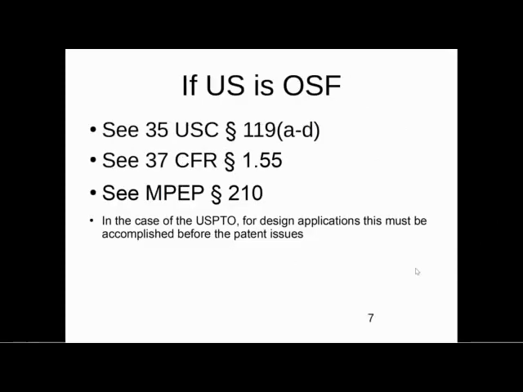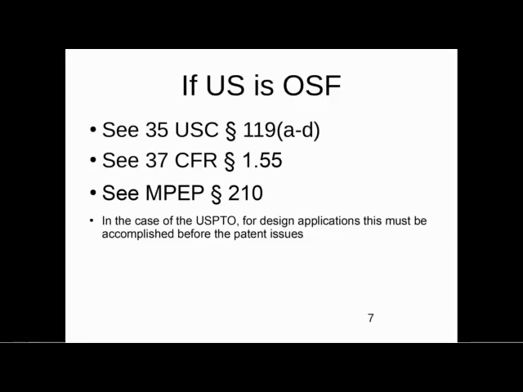Now, if the U.S. is the Office of Second Filing, that is to say, if what we are contemplating is filing in the U.S. and claiming priority from a filing that happened previously in some place outside of the U.S., here are the sections that matter. For some of you folks, you have this memorized: section 119(a) through (d) of 35 U.S. Code, this section of the CFR, and this part of the MPEP.